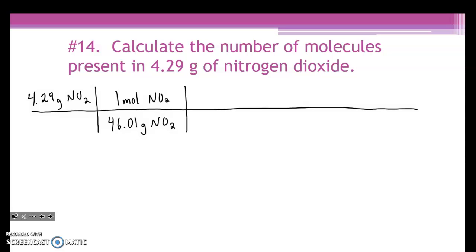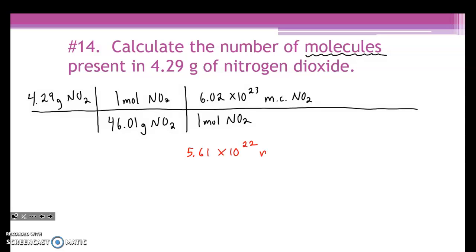Now, from here, we're going to go moles into molecules, because that's what we're looking for. For every 1 mole of NO2, I have 6.02 times 10 to the 23rd, and I'm going to abbreviate molecules MC, of NO2. When we calculate, final answer, 5.61 times 10 to the 22 MC, molecules of NO2.